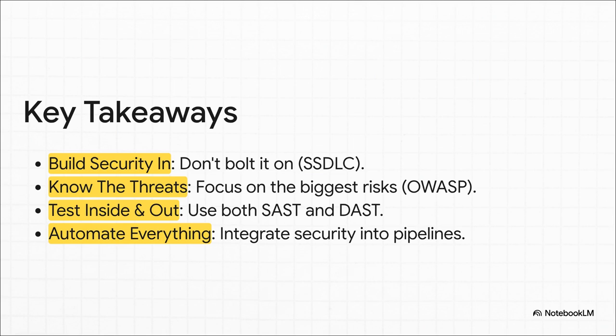So let's just boil this all down. What are the big things to remember? First, build security in from the start. Don't just bolt it on at the end. Second, know your enemy. Focus on the big-ticket items like the OWASP Top 10. Third, you gotta test from both the inside and the outside, using SAST and DAST. And finally, automate everything. Make security a partner to speed, not a blocker.